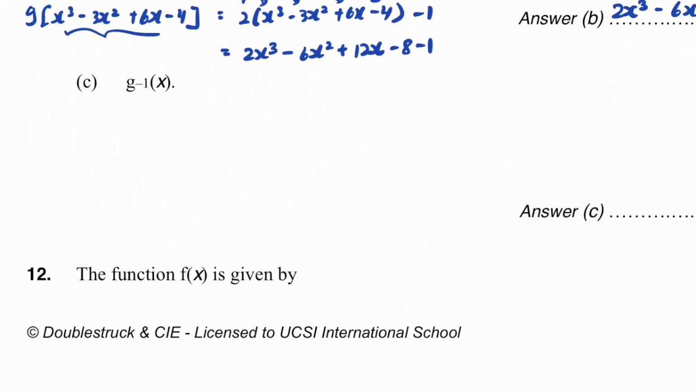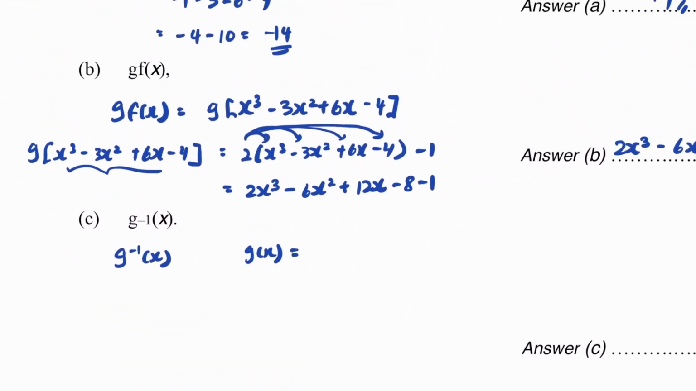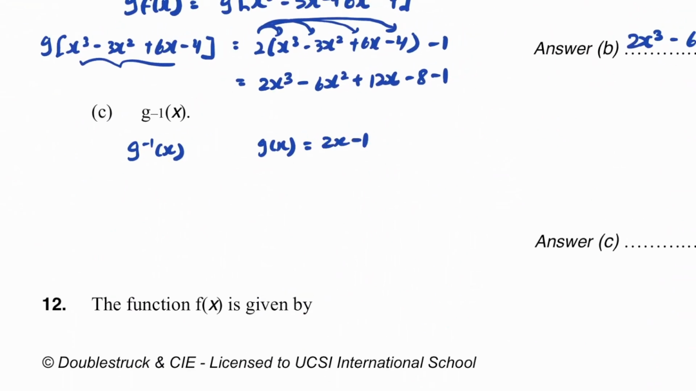As for g inverse of x, how do we solve for this? So eventually you need g(x), given that our g(x) is 2x minus 1.